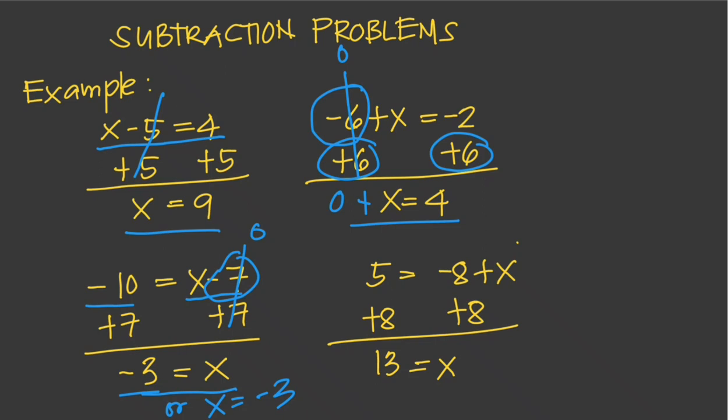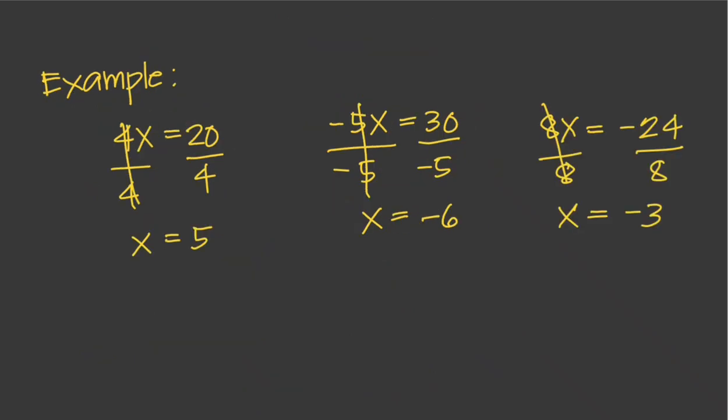And then another example. 5 equals negative 8 plus x. So we want to get rid of negative 8. So we add 8 on both sides of the equation. So that would become 5 plus 8, which is 13. And this one cancels out. Negative 8 plus 8 is 0. We'll be left with x. So x is equal to 13.